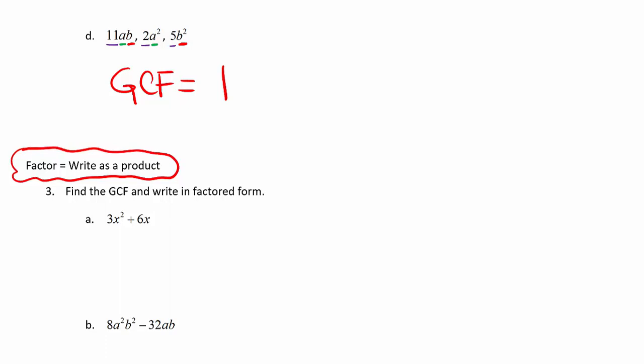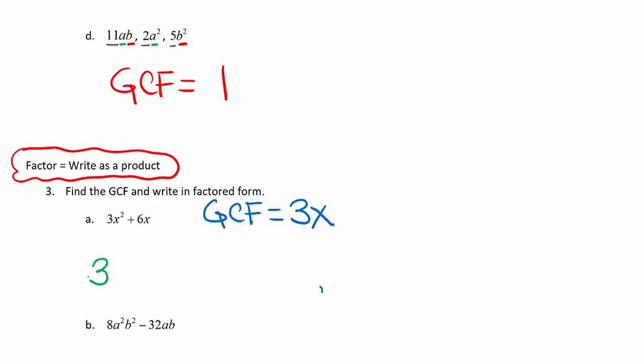So I've got two terms to look at. I'm going to start by thinking about 3 and 6. Both of those numbers are divisible by 3. Then I look at the variables. They both have x's. The smaller exponent is 1, x to the 1. So my GCF would be 3x.